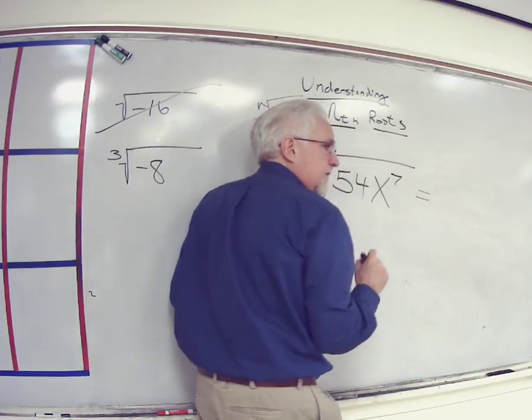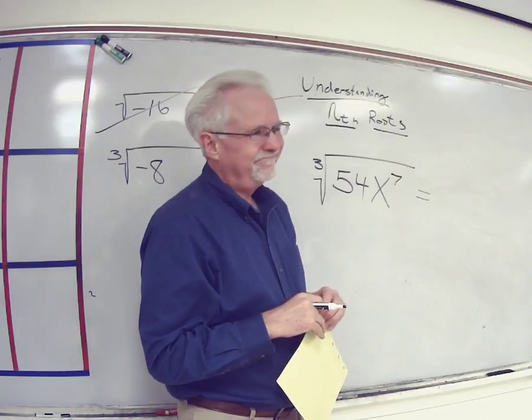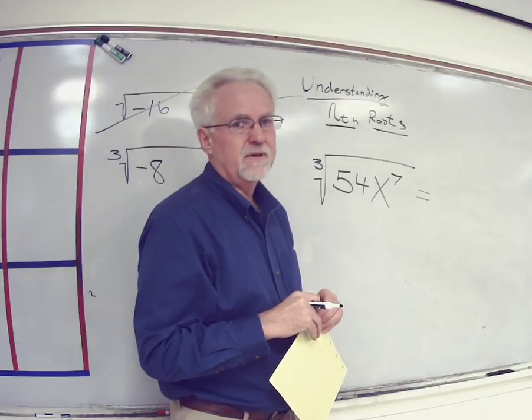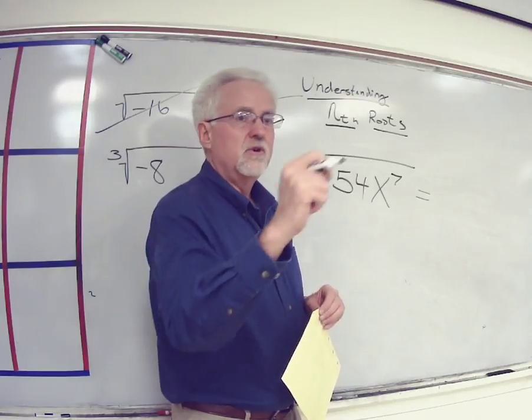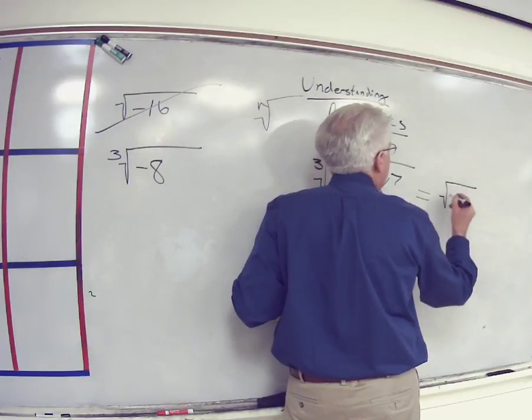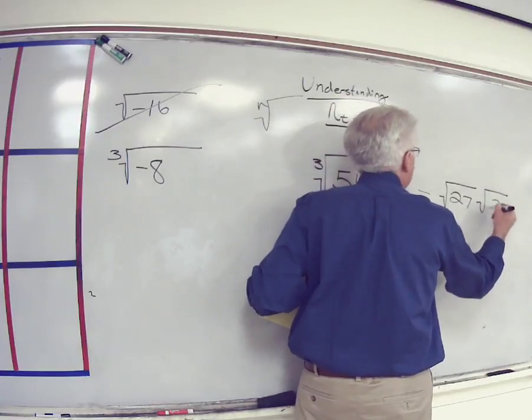Okay, tell me what I break 54 up into. 9 times 6. Is 9 a perfect cube? No. Is 6 a perfect cube? No. 27 and 2. Why did we choose 27? Because it's a perfect cube. So it's the cube root of 27 times the cube root of 2.